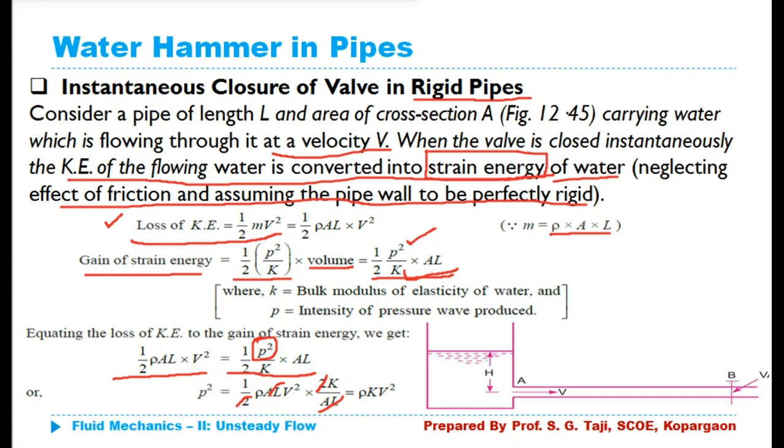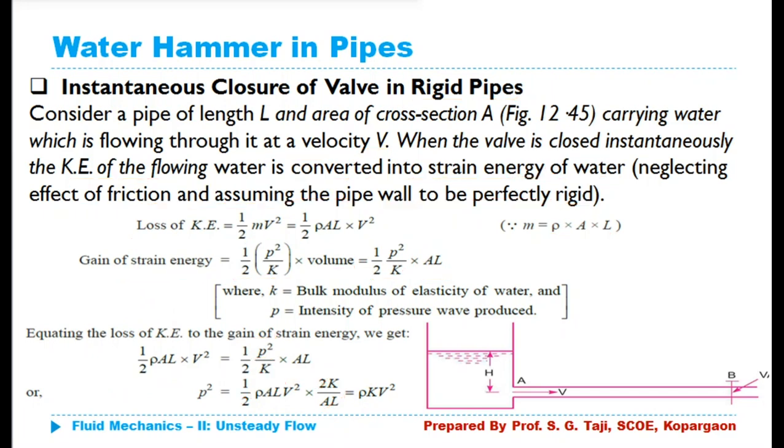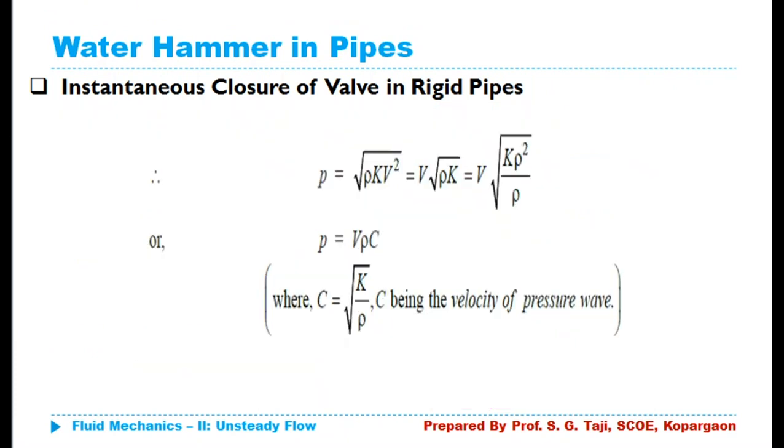So we have got the equation p square is equal to rho k v square. Now by taking the square root on both sides, I get the equation p is equal to the root of rho k v square, which can also be written by taking v outside from the root.